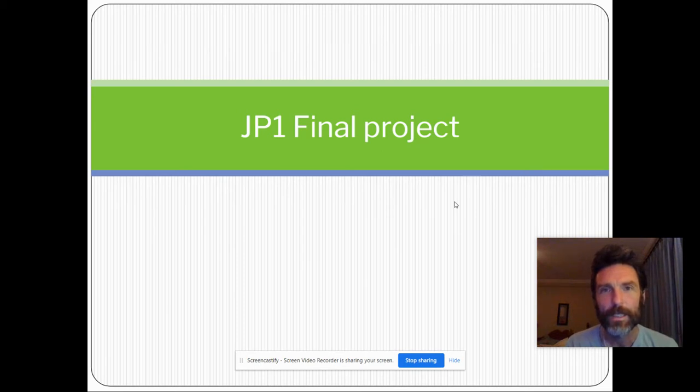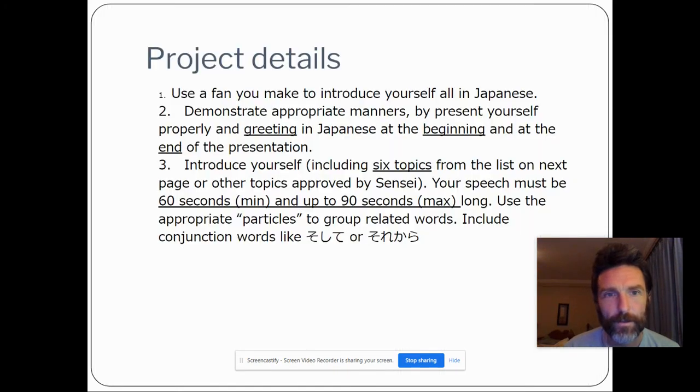I can't believe we've gotten here, but here we are. It's May. First of all, you guys are going to be making a fan. You may remember at the back of my classroom, there were some fans up above the whiteboard, but you're going to be making fans to introduce yourself in Japanese to the class. You're going to demonstrate good Japanese manners by properly greeting us in Japanese at the beginning and at the end. So you'll say konnichiwa, and at the end you'll say arigatou gozaimashita.